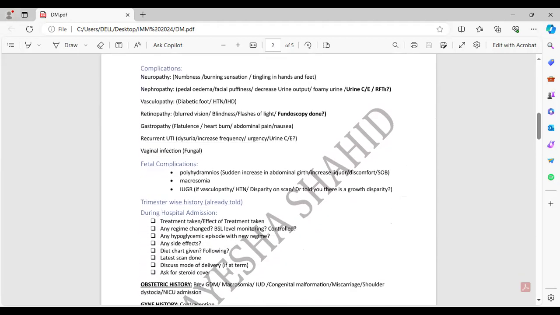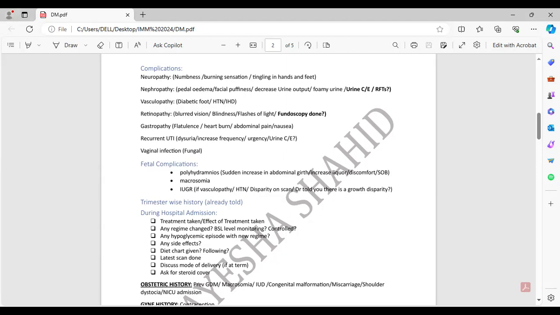Then comes the complications. Quickly go through the complications. Inquire about neuropathy in the form of numbness, burning sensation, or tingling in the hands and feet. For nephropathy, inquire about pedal edema, facial puffiness, decreased urine output, and foamy urine. Ask about any investigations done related to nephropathy, which include urine complete examination and RFTs, renal function tests. Inquire about vasculopathy in the form of diabetic foot and a history of hypertension and ischemic heart disease.